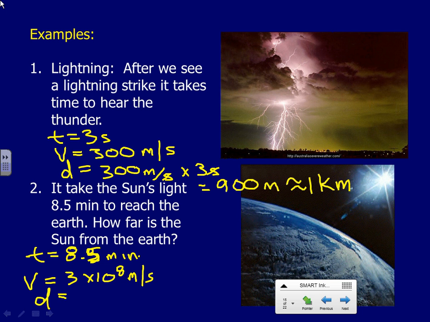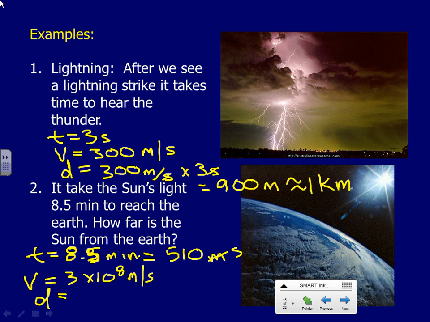So I can't multiply my minutes by my meters per second, so I need to convert that into seconds. Could somebody convert 8.5 minutes into seconds, please? Did you calculate it out for me, or did you guess? 510? Beautiful. 510 seconds. Sorry, seconds.